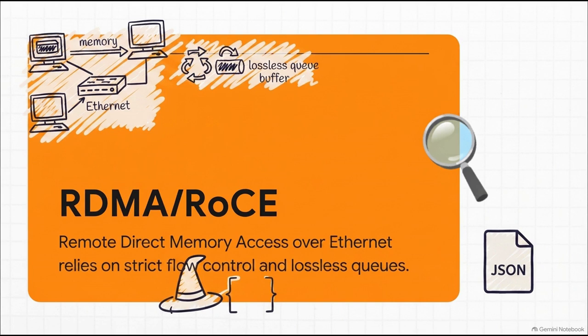RDMA, or Remote Direct Memory Access, literally allows one computer to read memory directly from another without even bothering the operating system. To pull that off over Ethernet, the network absolutely must have lossless queues and strict flow control. The awesome thing is, SCC's Storage Fabric Configurator Wizard builds these exact parameters into the JSON template for you automatically.